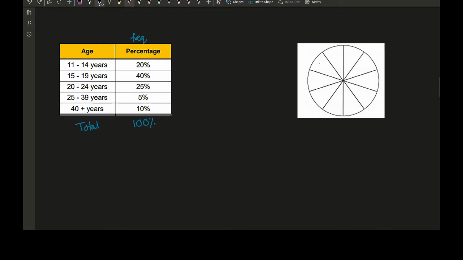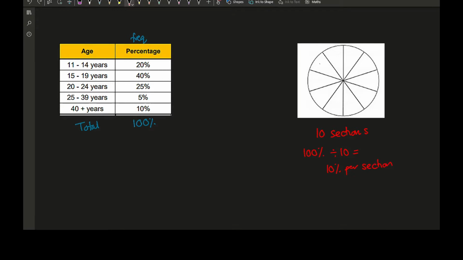Now for this, what I need to do is count up how many sections I've got, which is 10 sections, and I've got 100%. So 100% divided by 10 equals 10% per section.